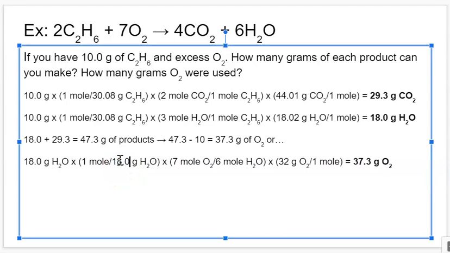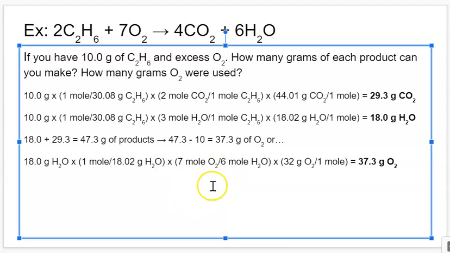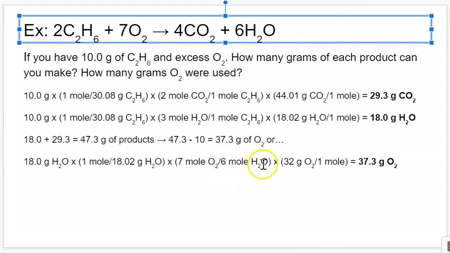Whoops. I don't think it affects the math, though. And then that's going to be a 7 to 6 ratio from water to oxygen. So I have 7 moles of O2 over 6 moles of H2O, and then I multiply by the molar mass of oxygen, and I end up with 37.3 grams of O2 total, which is the exact same number that I got using my conservation of mass assumption.